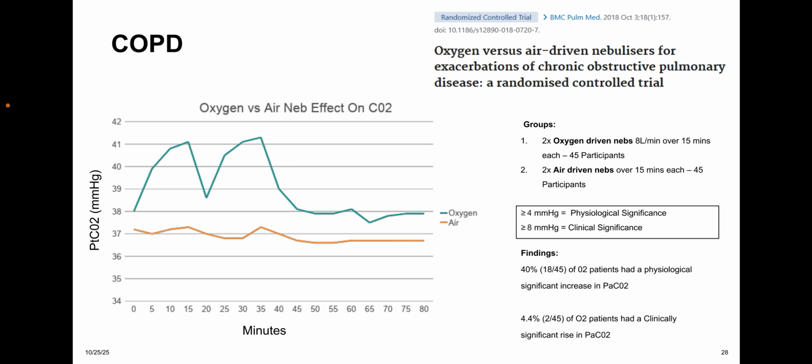They found 40% of patients did reach this physiologically significant level of CO2, and only 2 patients, so 4%, reached this clinically significant level. There was 1 patient who had to be removed because they had met the safety criteria during the second neb. They said they were able to self-correct their CO2 levels and required no intervention.